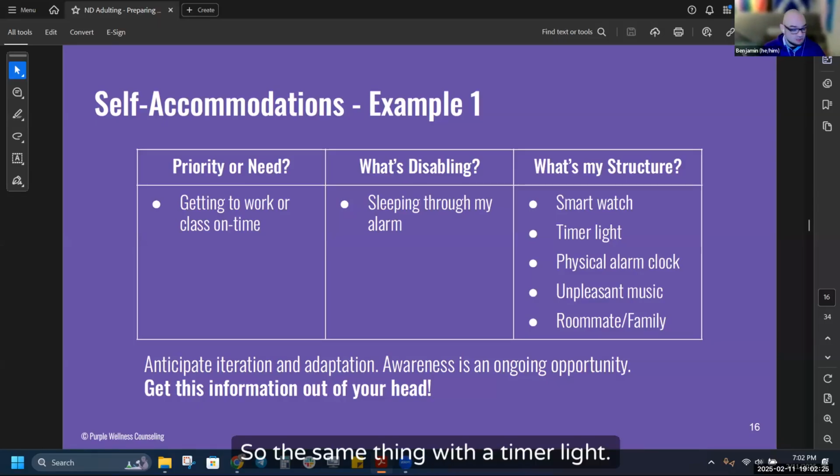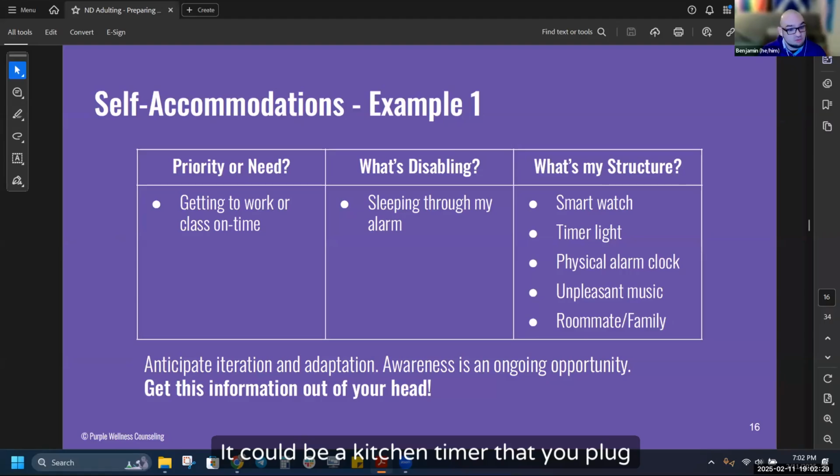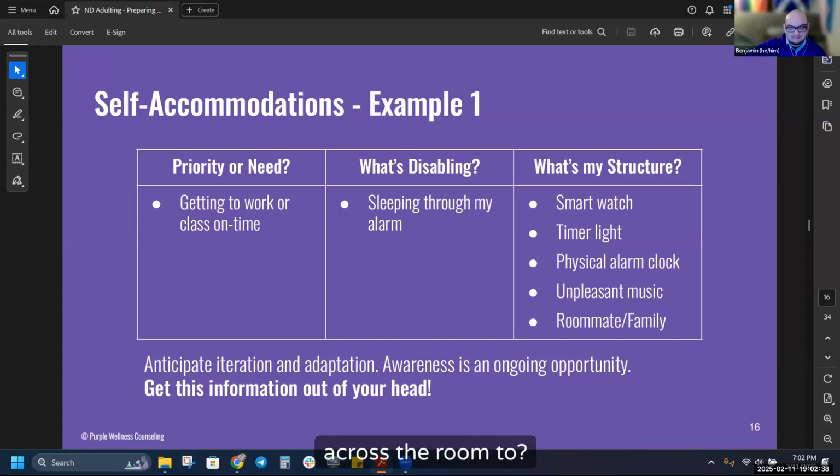Same thing with a timer light. It could be maybe something you do on a device. It could be a kitchen timer that you plug into a lamp. There are lots of different ways you might use this tool. But again, engage multiple senses. Is there an alarm clock that you can go across the room to, right? Something where it takes more effort.